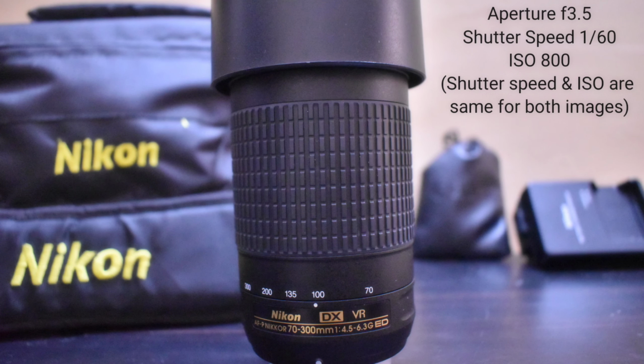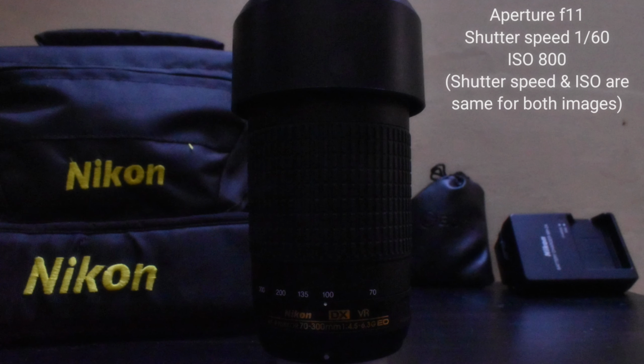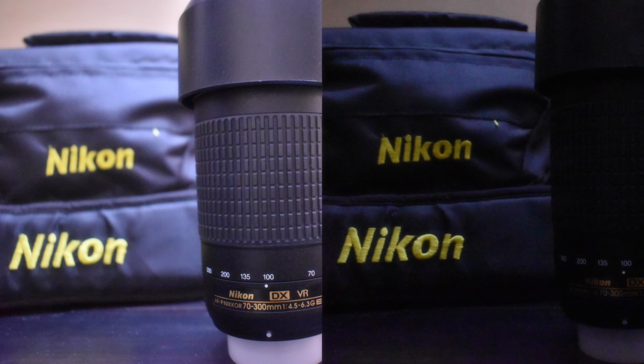So let's understand this with a simple example. This image is taken at an aperture value of 3.5. Focus on the lighting of the image, while this image is taken at an aperture value of f11. Now compare how much light is falling on the first image and the second image.